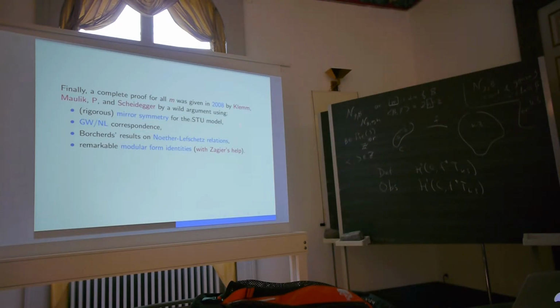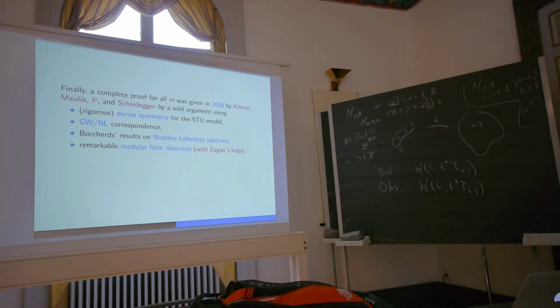But from the mathematics point of view, it's a certain anti-canonical hypersurface, a toric fourfold, in particular Calabi-Yau. And then this Gromov-Witten/Noether-Lefschetz correspondence and Borcherds' relations. And then there are some amazing modular form identities that we needed, that Zagier's help proved.